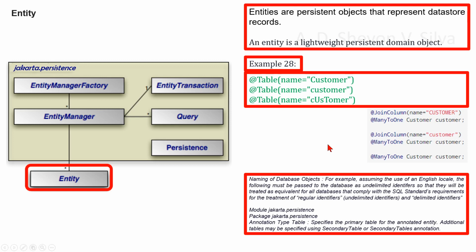A name is specified as a delimited identifier by enclosing the name within double quotes, whereby the inner quotes are escaped. For example, you can use the Table name here with a backslash, then double quotation, and again backslash double quotation here. When using XML, a name is specified as a delimited identifier by using double quotes. For example, table name equals double quotation, ampersand quot semicolon, customer, then ampersand quot semicolon, double quotation.